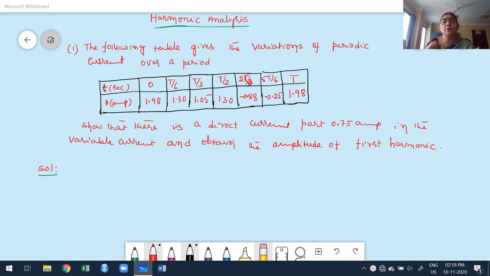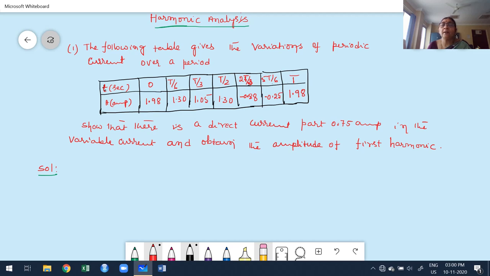This is related to your core subject. The following table gives the variations of a periodic current over a period. T in seconds, and the current amplitude: 0, 1.98 at T by 6, 1.30 at T by 3, 1.05 at T by 2. We are taking each step as T by 6. Adding 0 plus T by 6, then T by 6 plus T by 6, we get T by 3. Again, T by 3 plus T by 6, we get T by 2, like that. Each step, the increment is T by 6, and it is taken up to T.